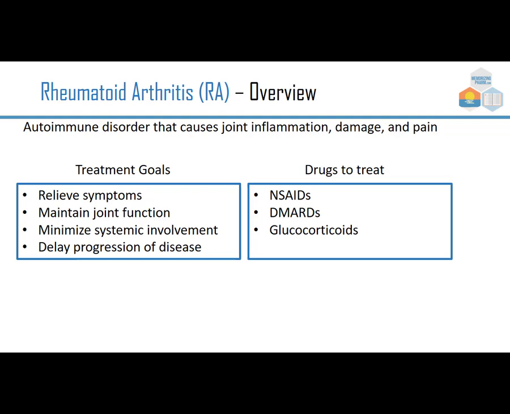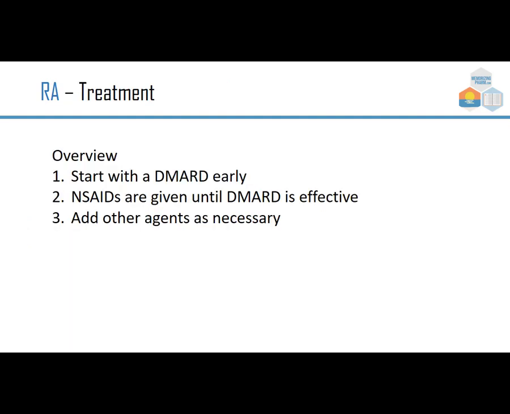Rheumatoid arthritis, an overview. It's an autoimmune disorder that causes joint inflammation, damage, and pain. Our treatment goals are to relieve symptoms, maintain joint function, minimize systemic involvement, and delay progression of the disease. The drugs we use to treat are NSAIDs, DMARDs, and glucocorticoids. So let's start with the treatment. Start with a DMARD early. NSAIDs are given until the DMARD is effective, and then add other agents as necessary.